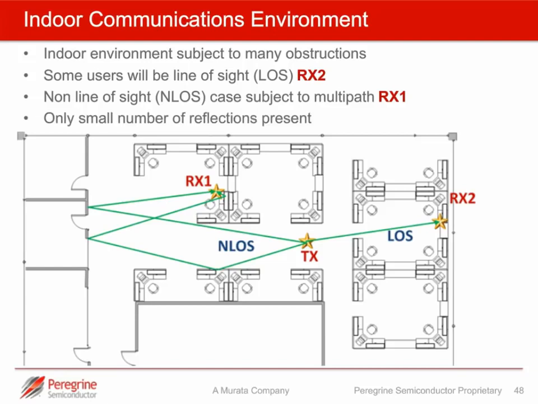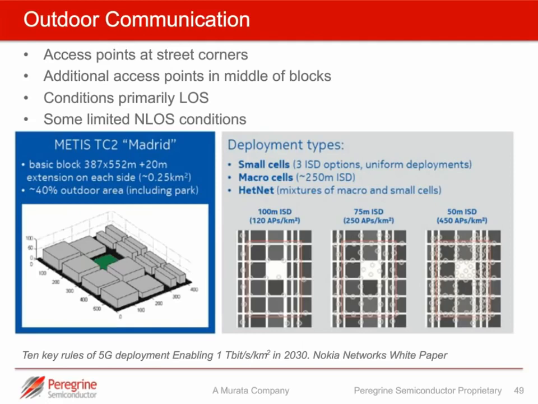Now if we move to the outdoor communications case, this is considering a 5G system. In this case, we have access points on street corners. The diagrams on the right are showing a plan view of three different case studies where we have different distances between the access points, and the conditions here are going to be primarily line of sight. There will be some limited non-line of sight applications, but generally we're going to try and steer the base station antenna so it points directly towards the user equipment.